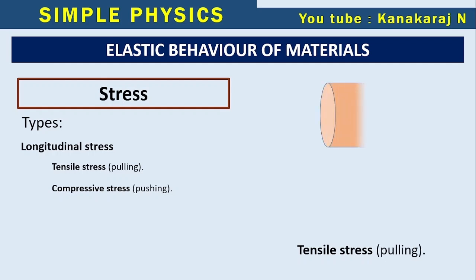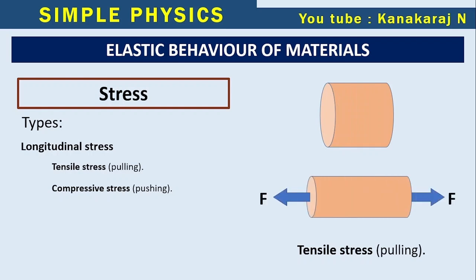Here you have tensile stress. Now let us pull the body with force F each on either side in the opposite direction. Therefore, the length increases and the area decreases. This comes under tensile stress. Sigma equals F upon A.